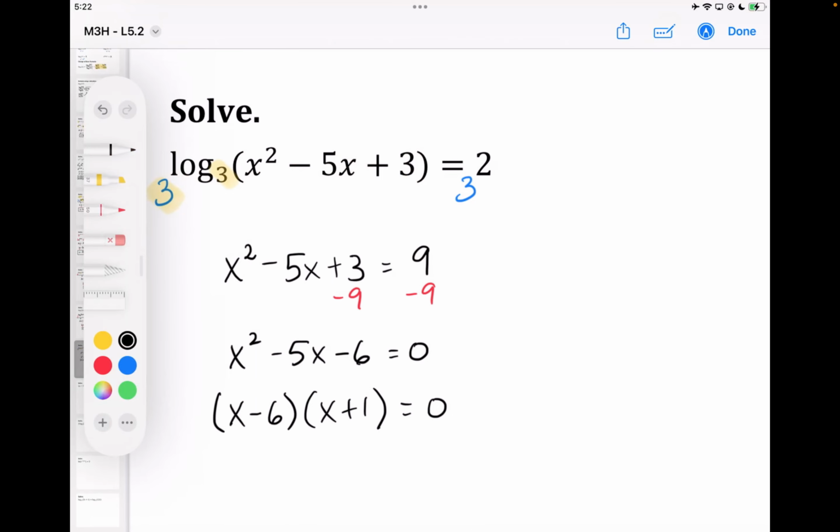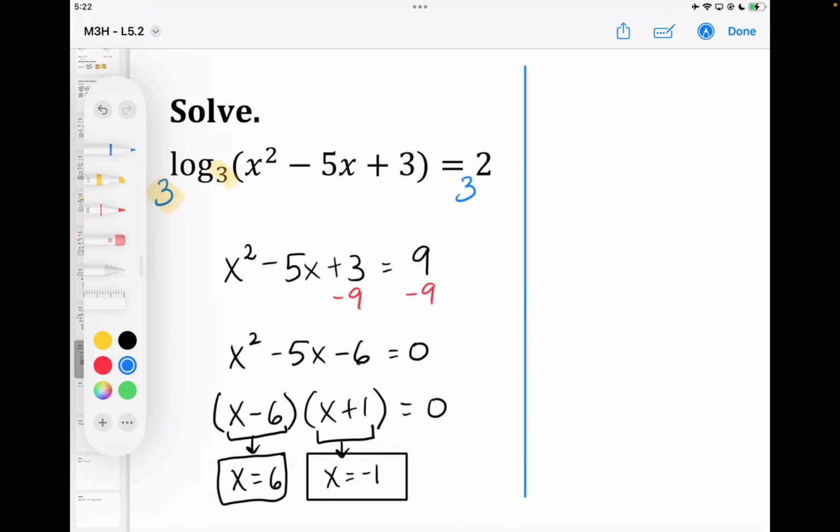And then remember, you're setting each factor equal to 0. So x minus 6, if we set that equal to 0, you'll get x is equal to positive 6 because you'd add 6 to both sides. And if you set x plus 1 equal to 0, you get x is equal to negative 1 because you would subtract 1 from both sides. So we have two answers. You would have to check both, so let's go ahead and do that.